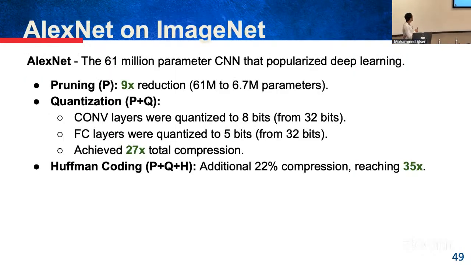So now the big league, the AlexNet one. This is the big model, and it contains 61 million parameters. This is one of the popular deep learning models. First, from pruning, we were able to achieve a 9x reduction here. If you see here, the parameters were reduced from 61 million to 6.7 million.